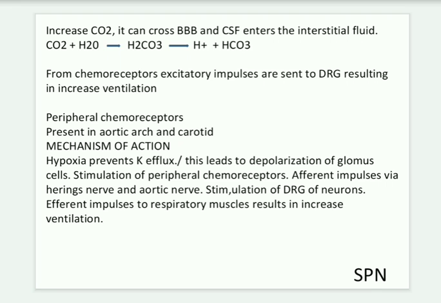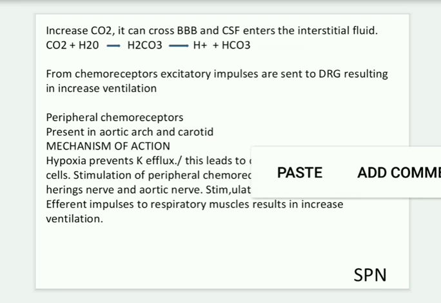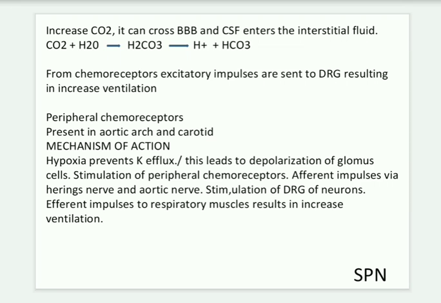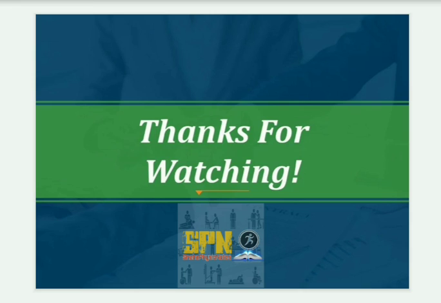So these are the processes in the peripheral chemoreceptors, and through them respiration can be regulated. These are notes for the control of respiration, both nervous and chemical.